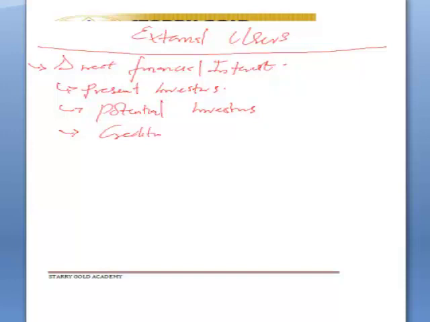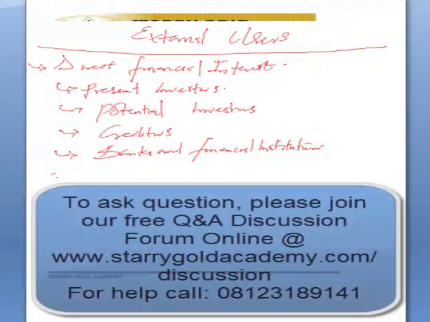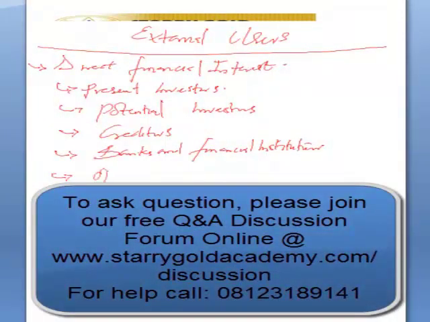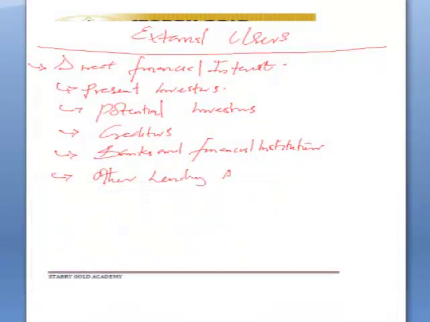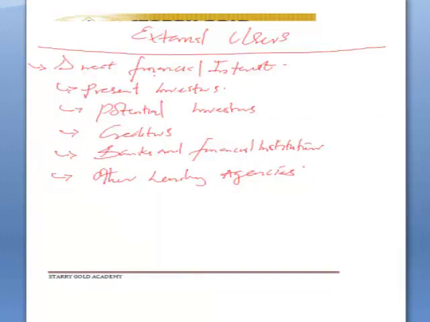Creditors who lend money to the company also have direct financial interest. Then we talk about the banks and financial institutions. They also have direct interest because they have direct financial interest in the information provided by the financial statement of a company. Then we have other lending agencies also have a direct interest. So these are external users classified based on direct influence.